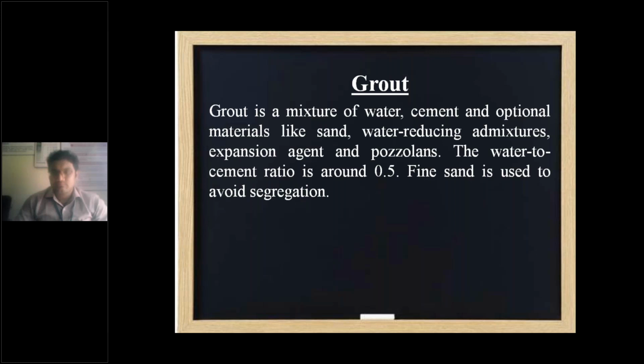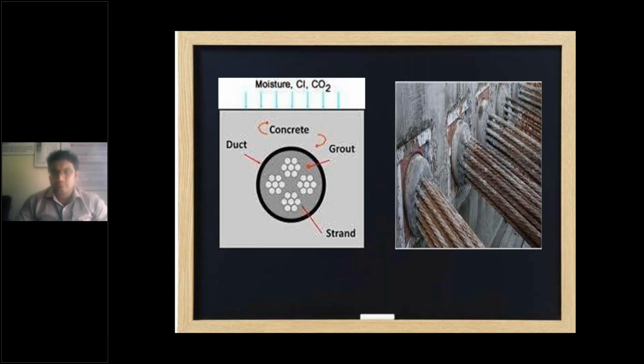Okay, so here the water to cement ratio they maintain is around 0.5, and fine sand is going to be used to avoid segregation. When you are not adding sand into the cement paste, what happens? Definitely, a lot of segregation takes place. To avoid the segregation, they will add fine sand into the cement grout. Okay, so this is how grouting is going to be done. After grouting you can see the cement paste is going to fill the HDPE pipe completely.